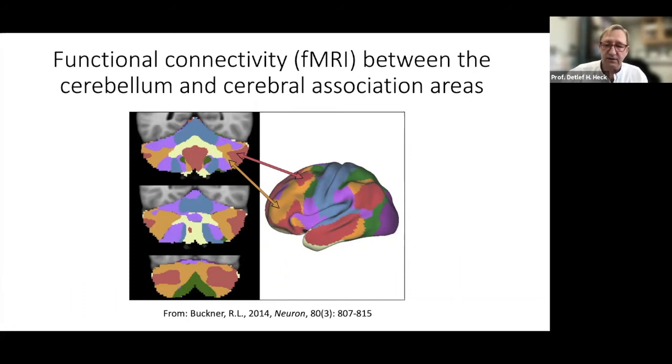But what we still don't know is, of course, what is the neuronal mechanism? We feel that cerebral-cerebellar interaction is crucial, but what actually happens in that interaction in terms of spikes, in terms of action potentials?